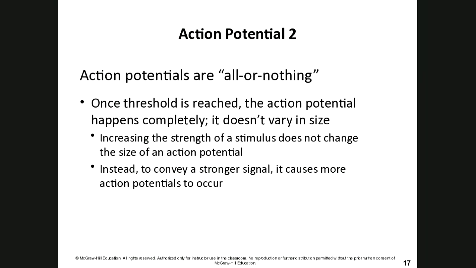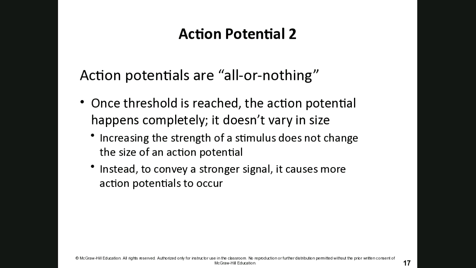So once it's reached, the action potential happens. It doesn't vary in size, like that velocity of that bullet. It didn't slow down because you just barely squeezed the trigger. It didn't speed up because you squeezed the trigger very aggressively. So they happen. They're what we consider all or nothing. So instead, to convey a stronger signal, it causes more action potentials to happen. So you get more action potentials to go on. So that's what that process consists of.